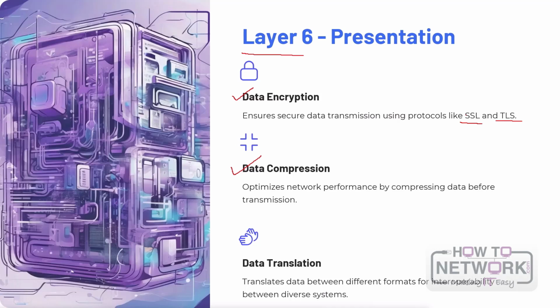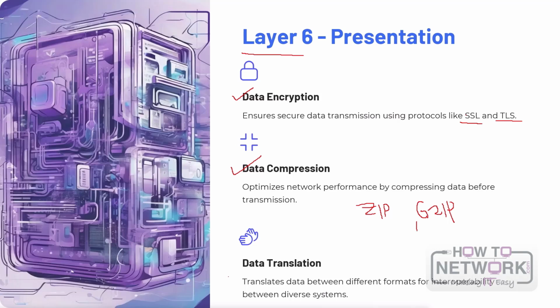We have data compression. The presentation layer optimizes network performance by compressing data before transmission. Compression reduces the size of data packets, minimizing the time and bandwidth required for transmission. This significantly speeds up data transfer and enhances network efficiency. Now, the presentation layer employs various compression algorithms such as zip, gzip, and deflate, to efficiently reduce data size without compromising data integrity.